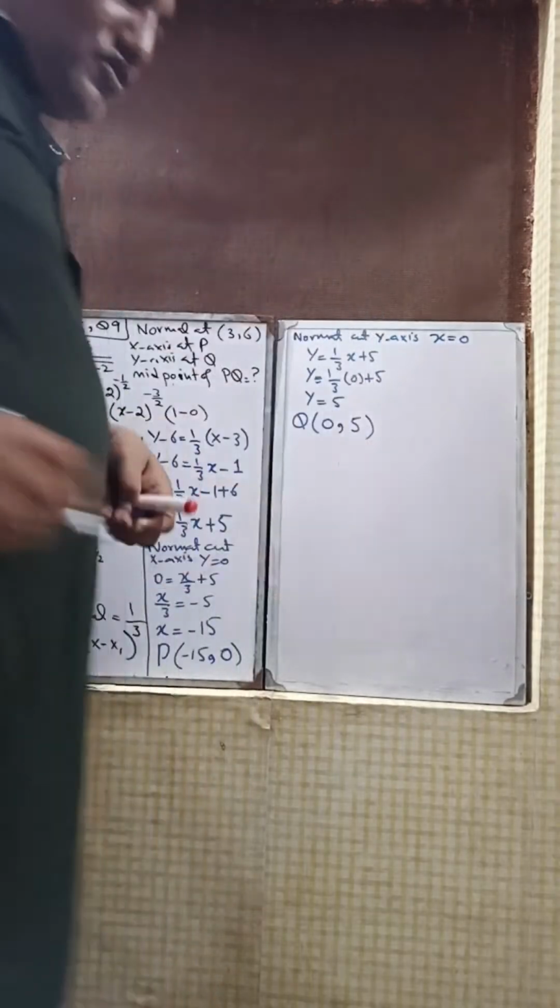The Q point will be 0, 5. So we found the coordinates of the Q also. Now we know the coordinates of the P, we also know the coordinates of the Q, and the main question is find the midpoint of the PQ.